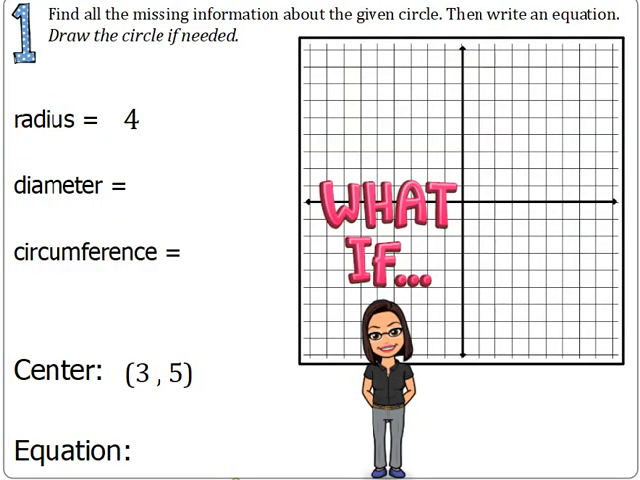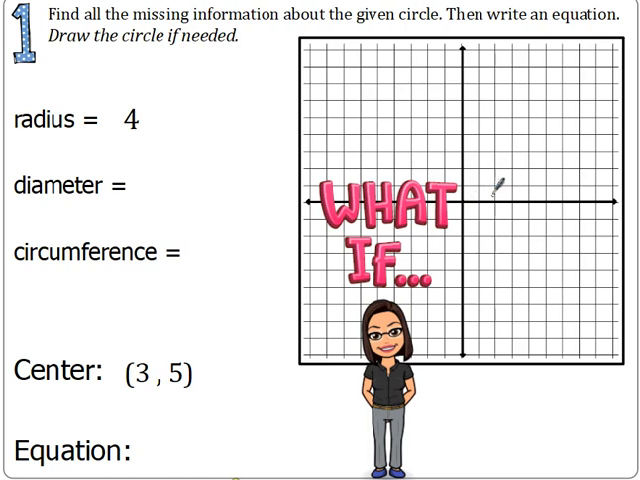In our first example, let's read the directions. It says find all of the missing information about the given circle and then write an equation. It asks us to draw the circle if we need to. So let's see what we have here. I know that the radius is 4. I'll need to find the diameter, the circumference. I know where the center is, and I have to write the equation. Well, I'm going to start with the center. The center is at 3, 5.